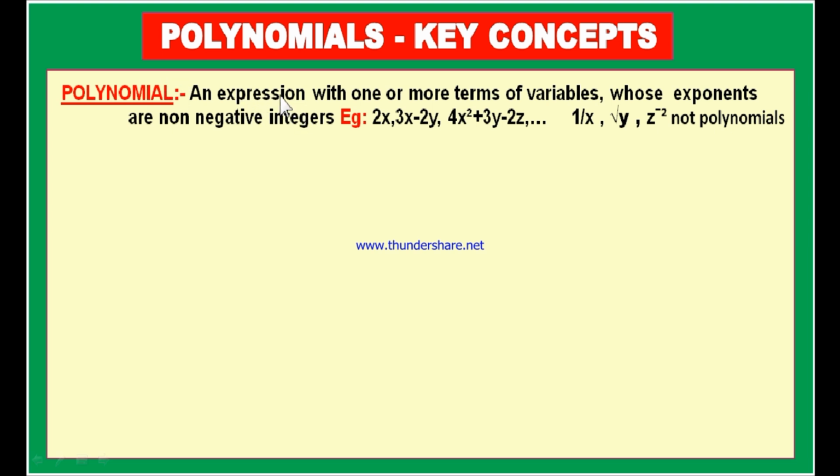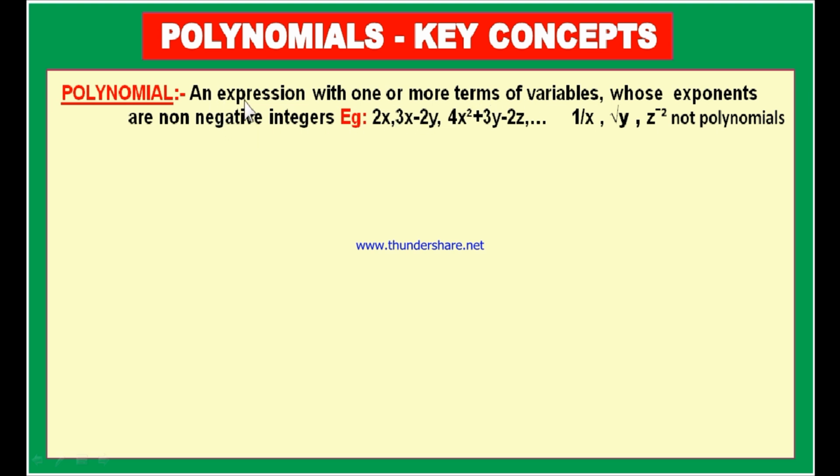A polynomial should be an expression. Now, this expression should have at least one term, or it may have 2 terms, 3 terms and 4 terms also, or more than 4 terms also. You see, an expression with at least one term, that is with one term or more than one term, of variables. In those terms, there may be variables. You learned what is a variable and what is a constant. Generally, variables may be represented with the letters X, Y and Z.